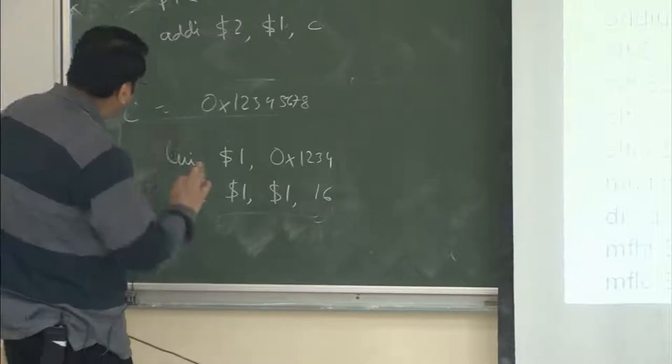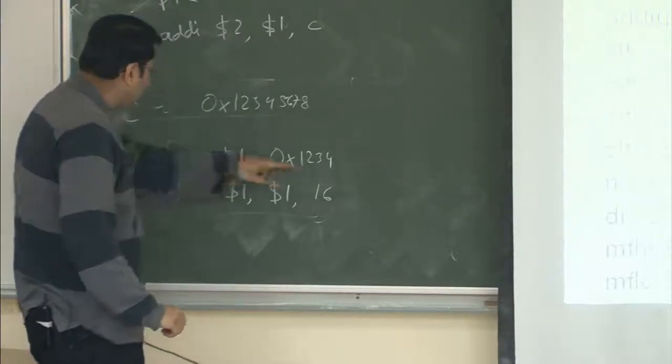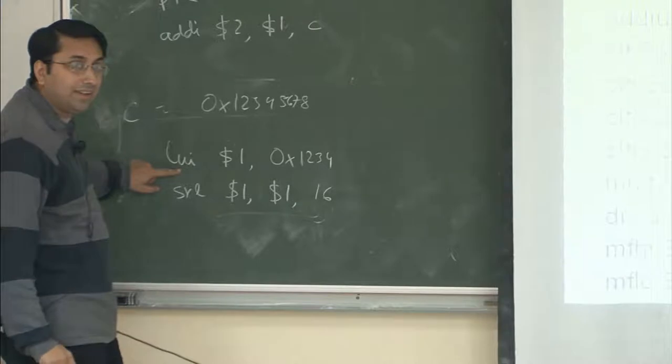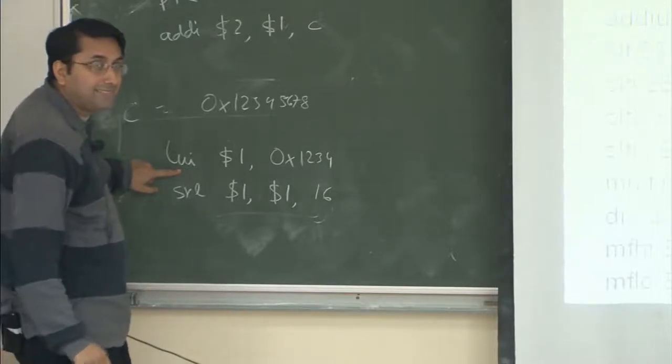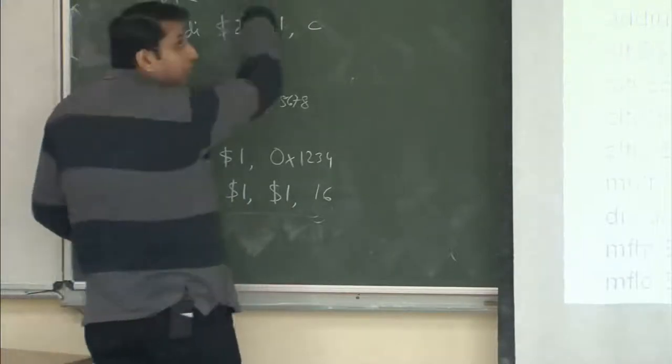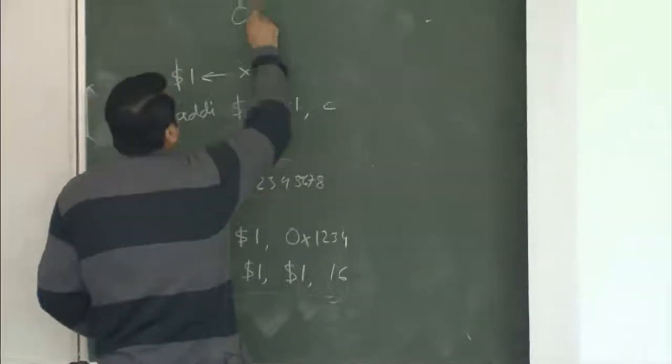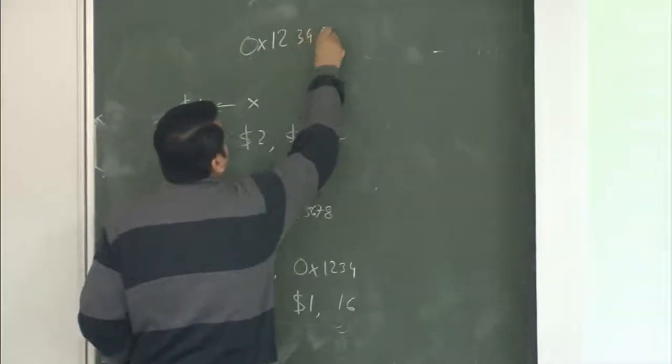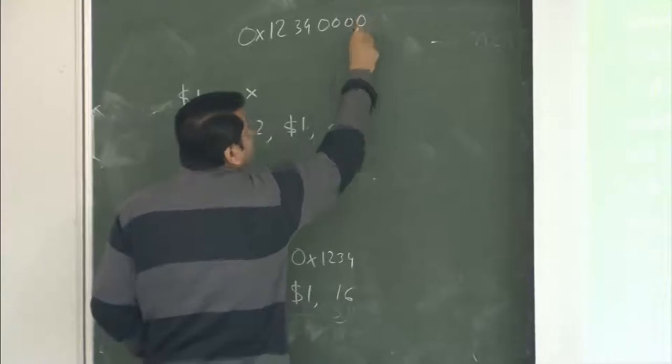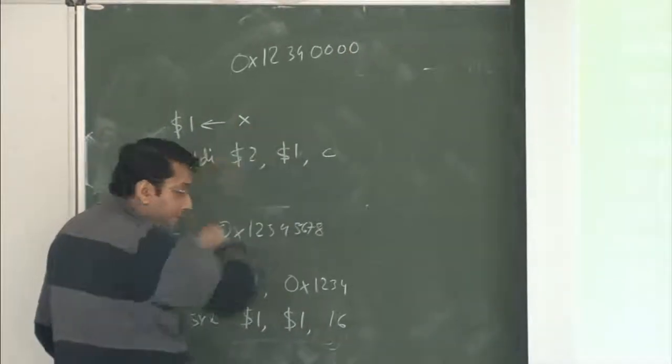00001234. Okay, let's go one by one. What is the content of dollar one after this instruction? 1, 2, 3, 4, 0, 0, 0, 0. Right? This is dollar 1.